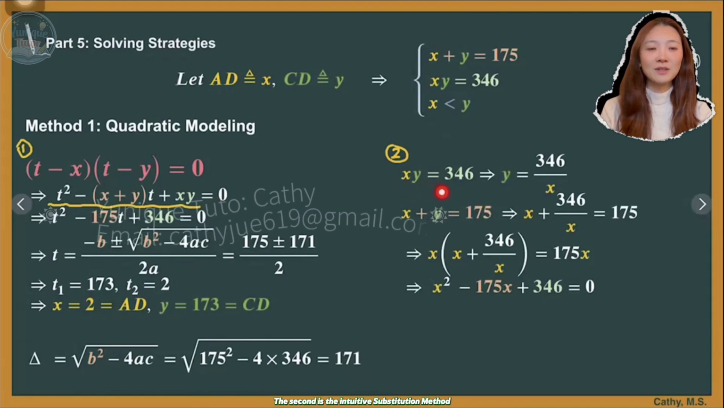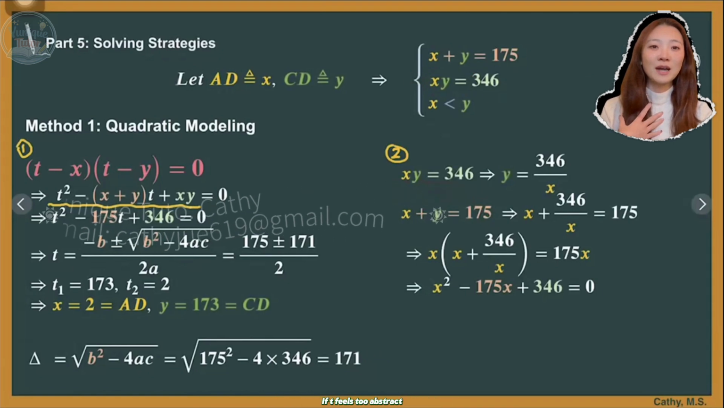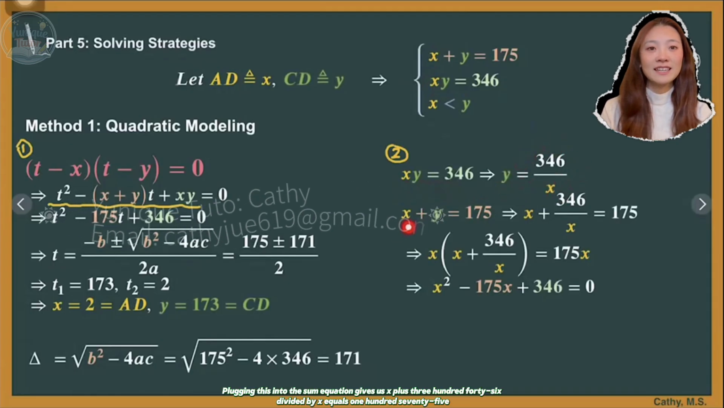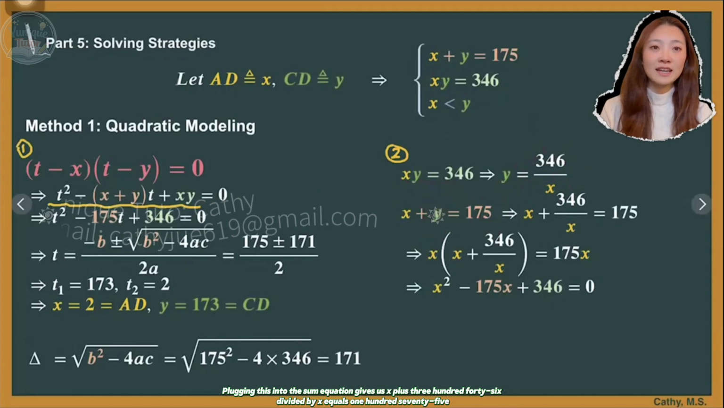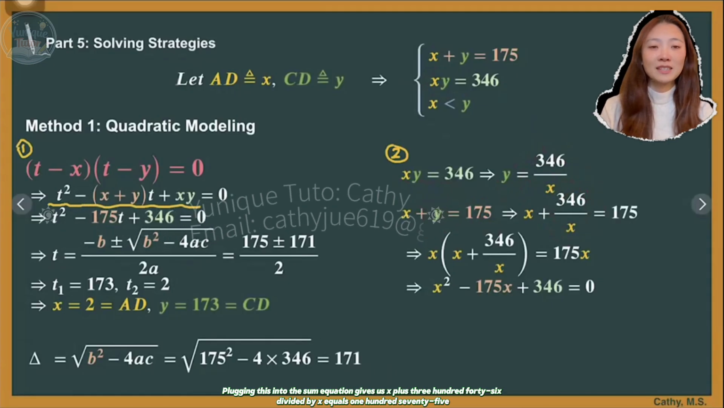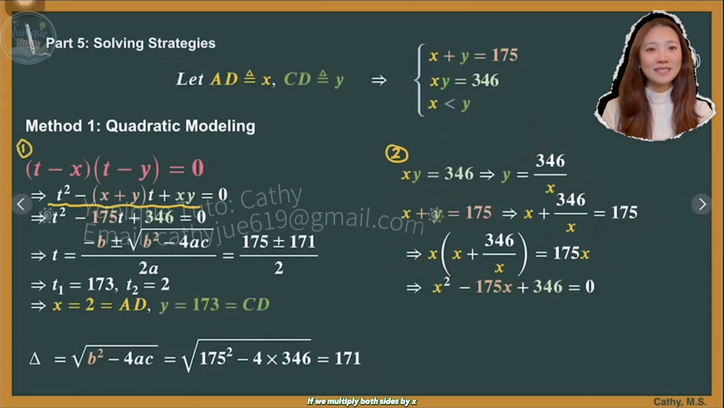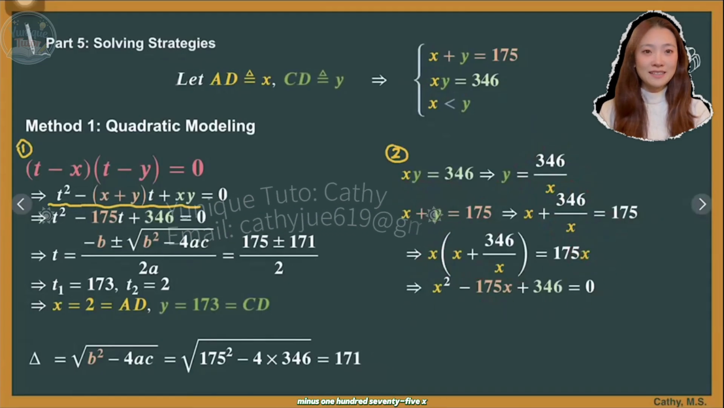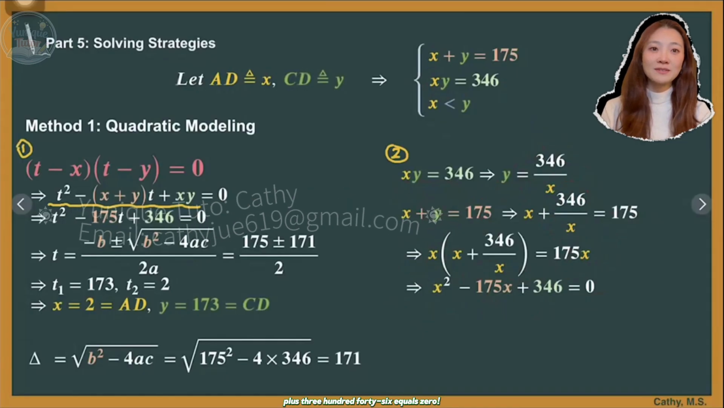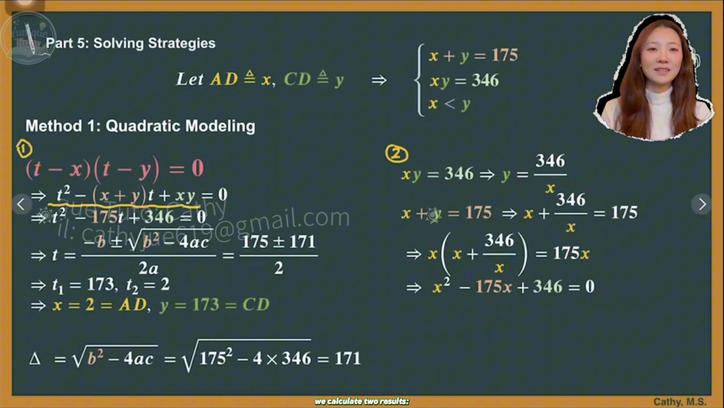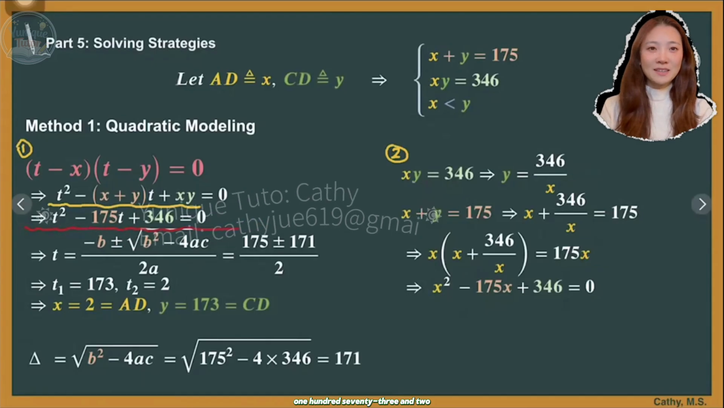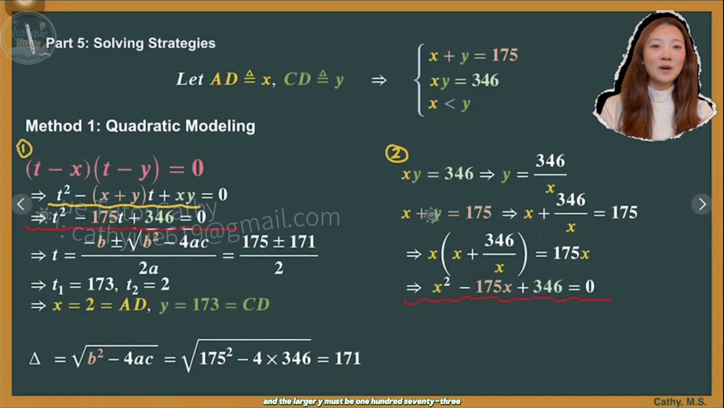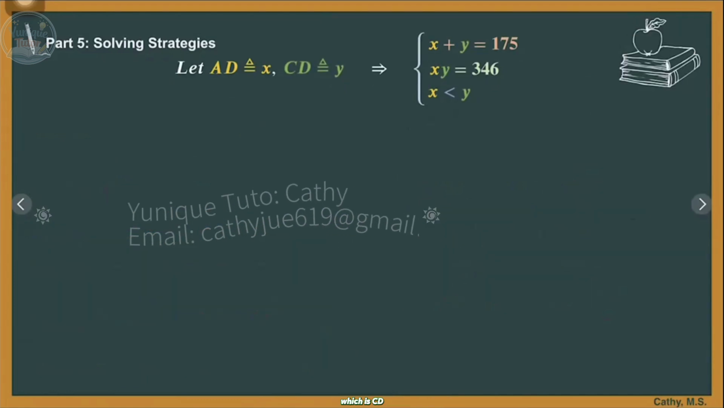The second is the intuitive substitution method. If t feels too abstract, we can let y equal 346 divided by x. Plugging this into the sum equation gives us x plus 346 divided by x equals 175. If we multiply both sides by x, you'll find it turns right back into x squared minus 175x plus 346 equals 0. Using the quadratic formula, we calculate two results, 173 and 2. Based on our logical chain, the smaller x must be 2, which is AD, and the larger y must be 173, which is CD.